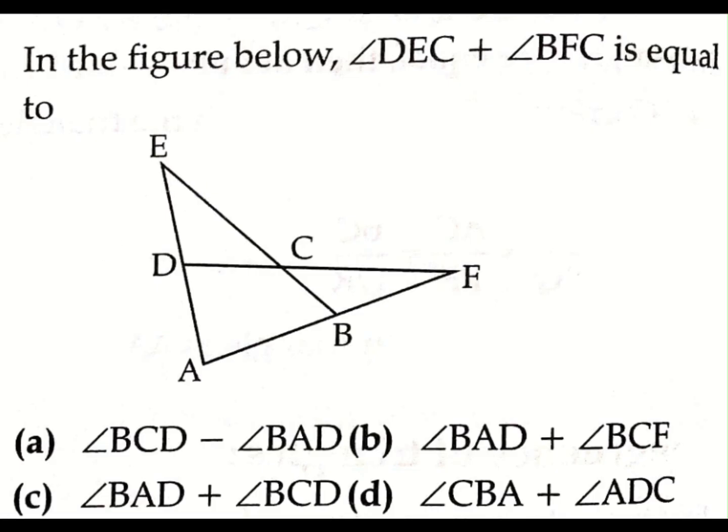Angle DEC. We have to estimate angle DEC and angle BFC. We have to find the sum of these two angles. We have a certain option which is given in terms of angle. So in order to solve this problem, we have to apply some properties of the triangle. Okay, so let's look at how to solve this one.